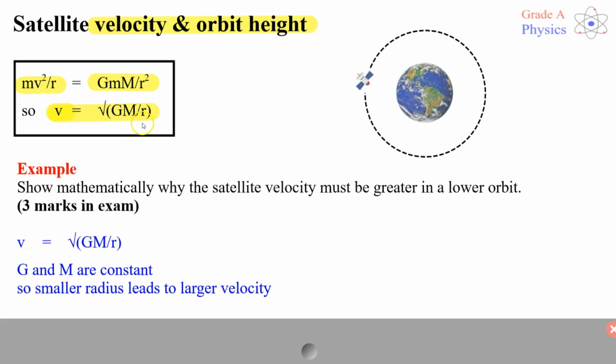If you're given it in the formula booklet, you might just need to be able to identify it and then talk about what's happening. So G and M are constants, and we have r on the bottom, and we can see that a smaller radius, if we divide by a smaller value, that leads to a larger velocity. So it's not inverse proportional, it's actually an inverse square root relationship, but certainly mathematically, the smaller the value of r, of height, the bigger the value of velocity. So that's quite a useful thing to consider.